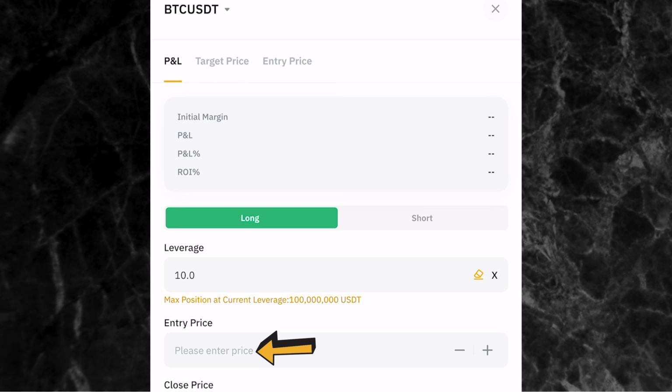Now the next thing is the entry price. So what price you want to enter the trade? So let's say, for example, I want to enter the trade at, let's say, $104,600, which is about maybe the current price right now.